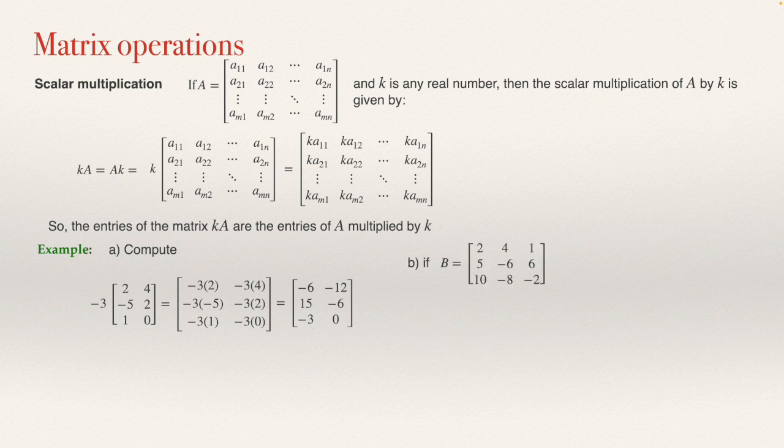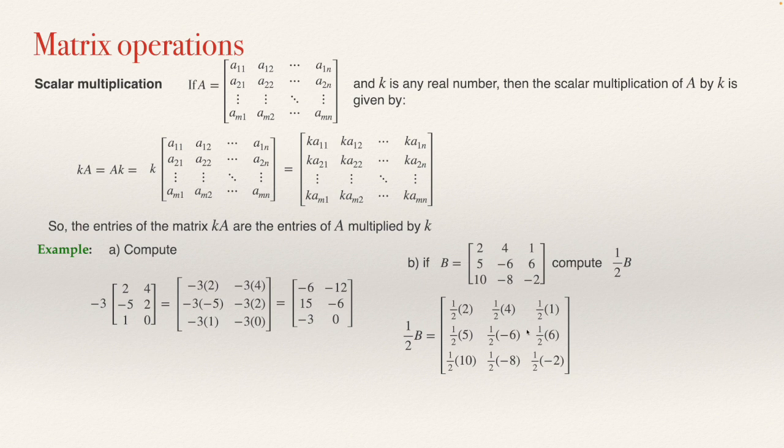Another example: if B equals this 3 by 3 matrix, compute 1/2 of B. We can say 1/2 of B, or you can say 1/2 multiplied by B, or 1/2 times B. If you make this multiplication, what you need to do is multiply 1/2 by every entry of the matrix. So 1/2 of B will be 1/2 of 2, 1/2 of 4, 1/2 of 1, etc. So 1/2 of 2 is 1. So you cancel and the answer is 1.